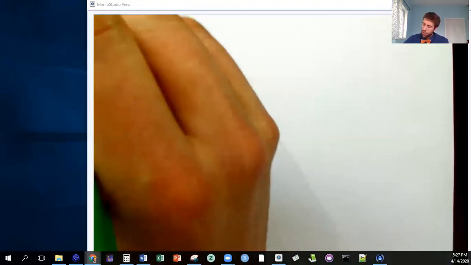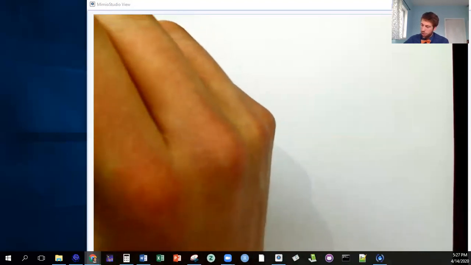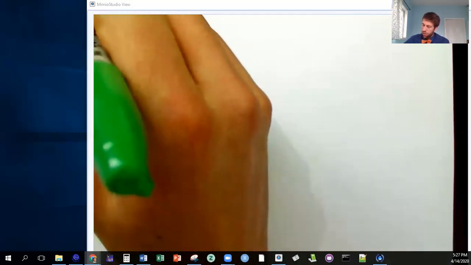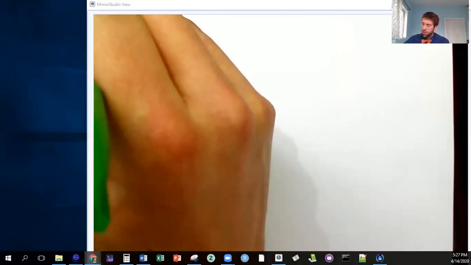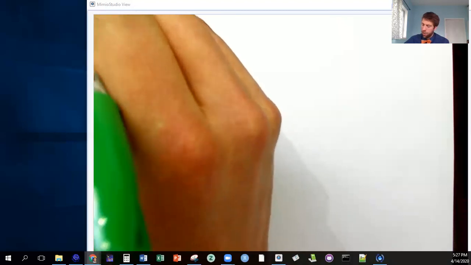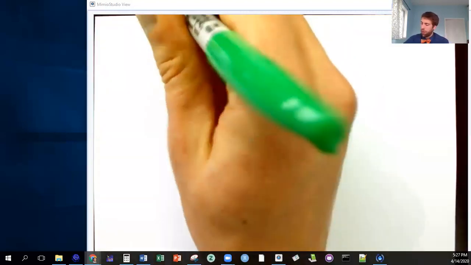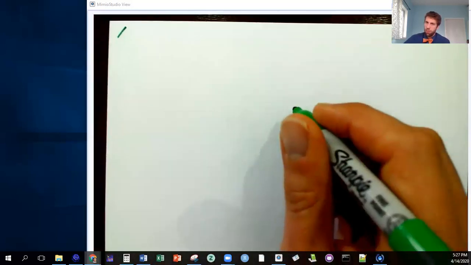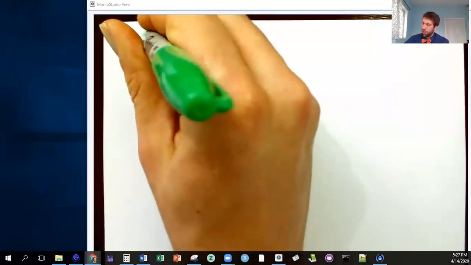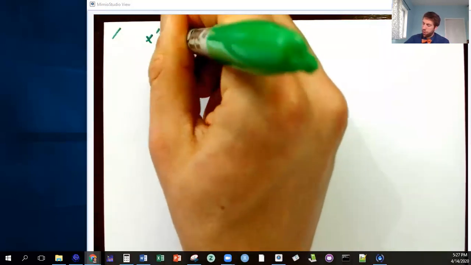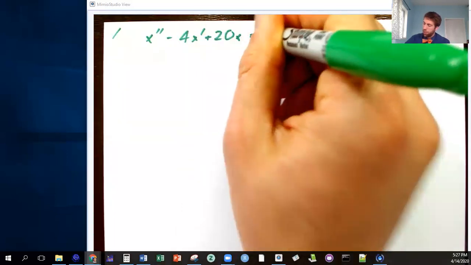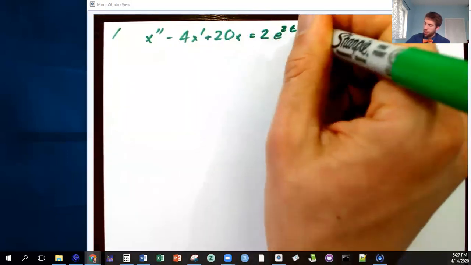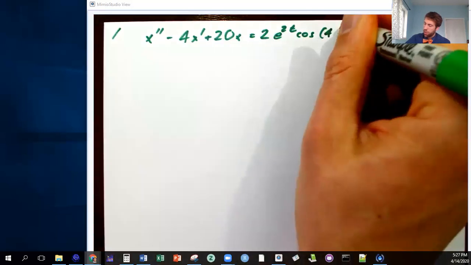Now, substituting in, what term should we do first? Let's do the e to the 2t cosine 4t. So I'm going to rewrite my differential equation up here. It's x double prime minus 4x prime plus 20x equals 2 e to the 2t cosine of 4t. Okay.